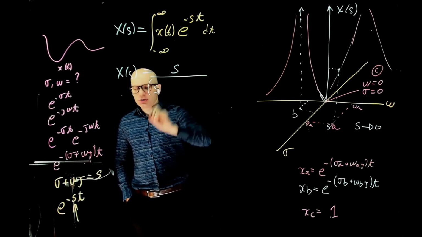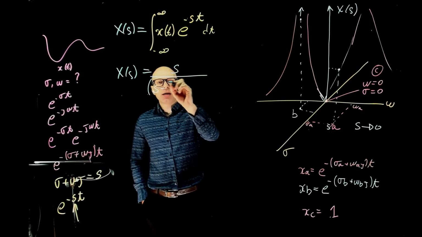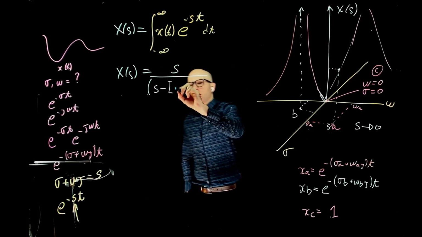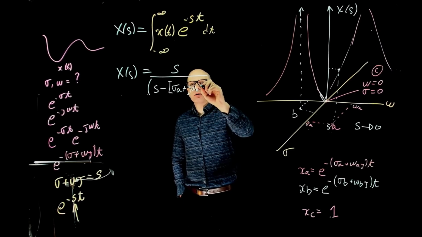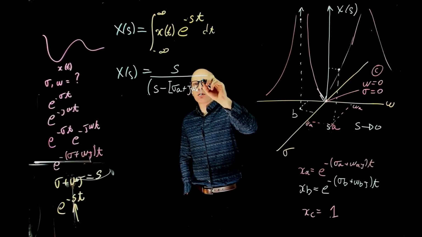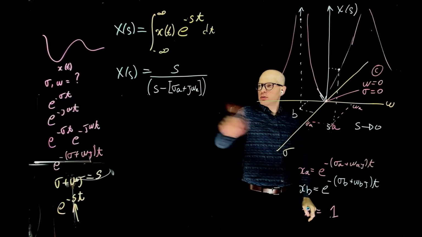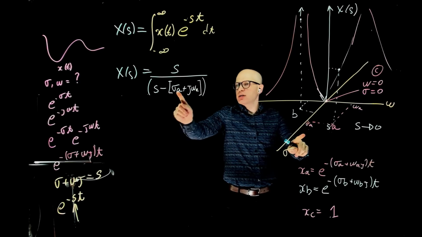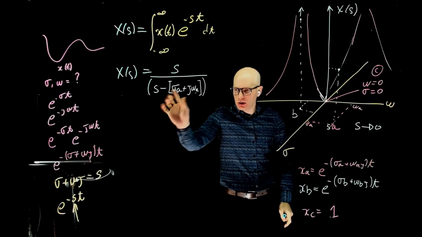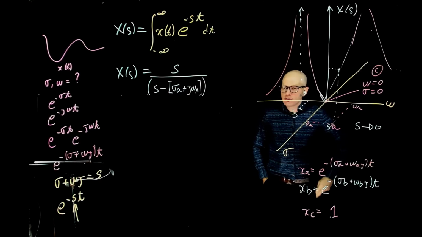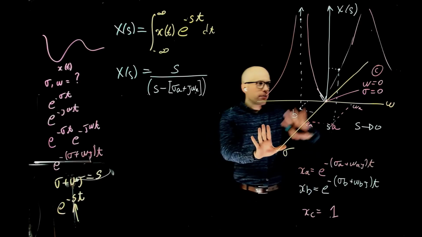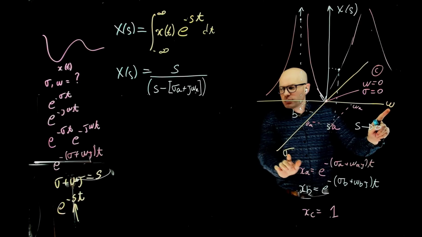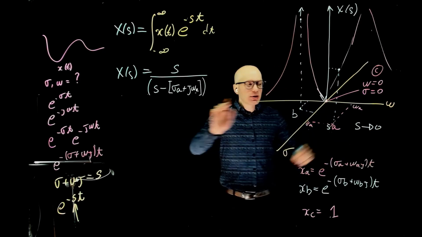If we divide the function by s minus that point, which is sigma a plus j omega a, when s tends to sigma a plus j omega a, this tends to zero, and the whole thing goes to infinity. The whole thing goes to infinity. Okay? So if you now scan this map here, with the values of sigma and omega we input in this function, we shall see the exact same thing.